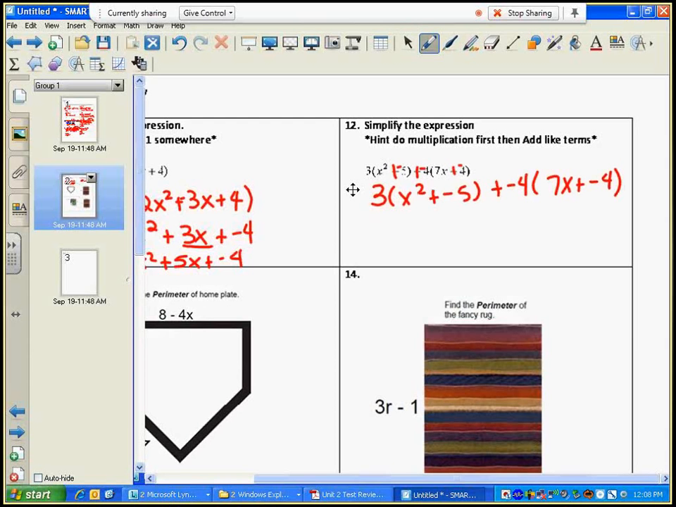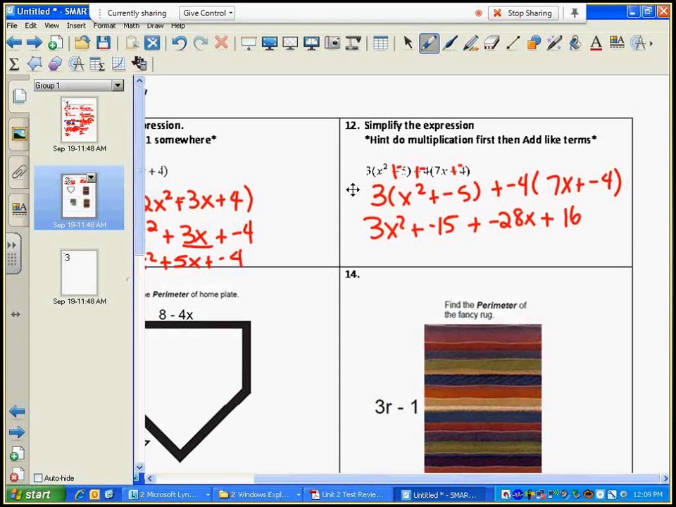Now I'm going to multiply first. I'm going to distribute those numbers and run those polynomials first. So I'm going to get 3x squared plus 3 times negative 5 is negative 15. Plus, now I'm going to distribute negative 4. Negative 4 times 7x is negative 28x. Plus, negative 4 times negative 4 is positive 16.